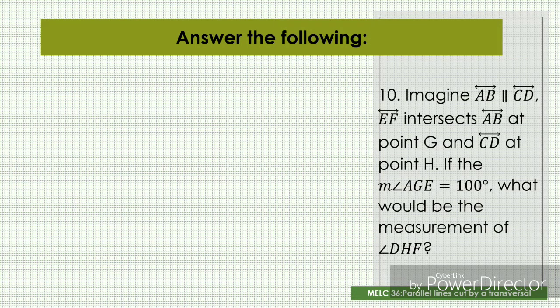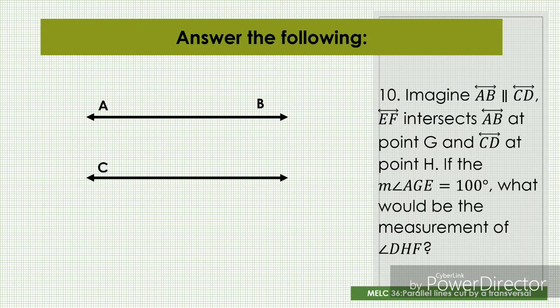Let's now have question number 10. Imagine line AB is parallel with line CD. Magdodraw tayo dito. Let's say there is the line AB, tapos parallel siya with line CD. Ito naman yan. There is another line EF that intersects them. So, ito yon, line EF. Ang sabi, na-intersect yung line AB at this point, which is called as point G. Tapos yung CD naman, na-intersect at point H. If the measure of angle AGE, so ito yon, AGE. Ang measure daw niyan ay 100 degrees. What would be the measurement of angle DHF? Ito naman ang hinahanap.